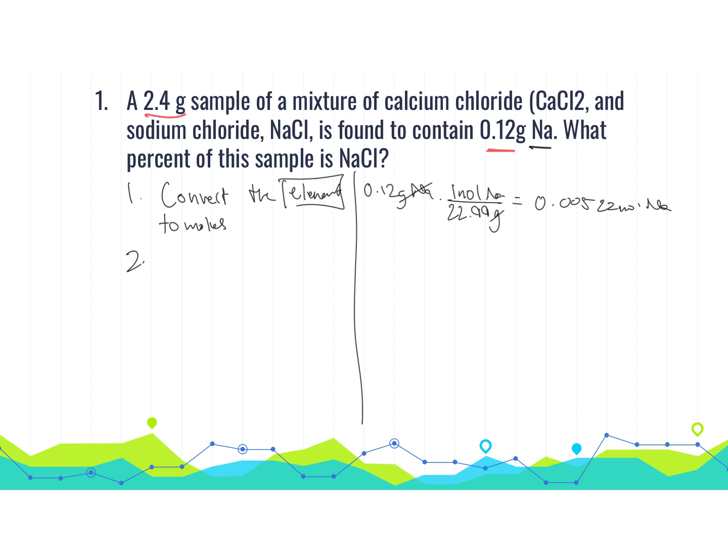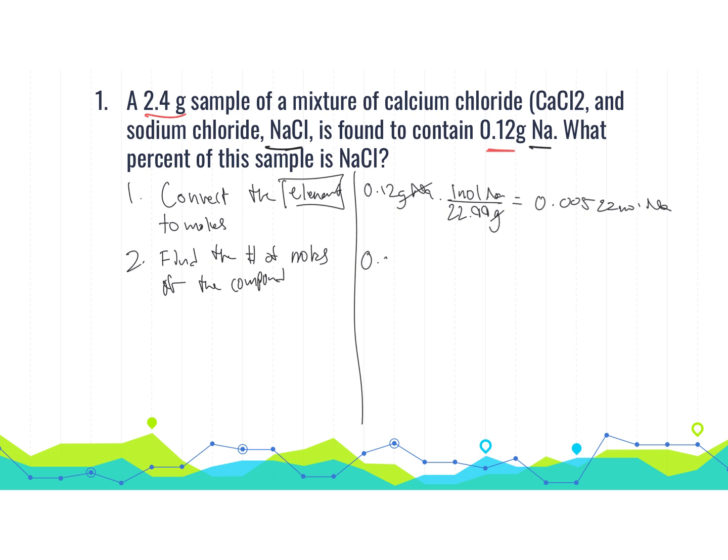Secondly, we want to find the number of moles of the compound. And so in this case, the compound that we're interested in is this sodium chloride right here, because we're looking at the percentage of sodium chloride, not the percentage of calcium chloride. And for a problem like this, it's quite simple.